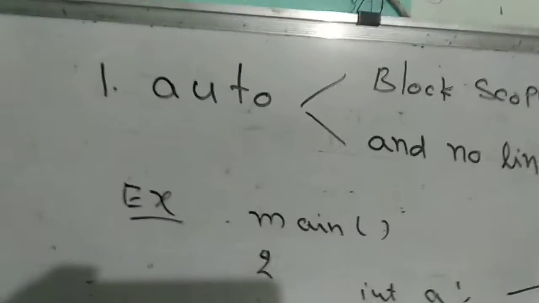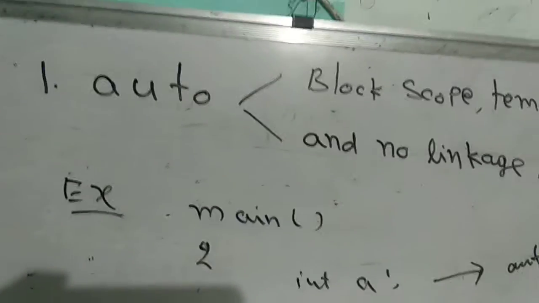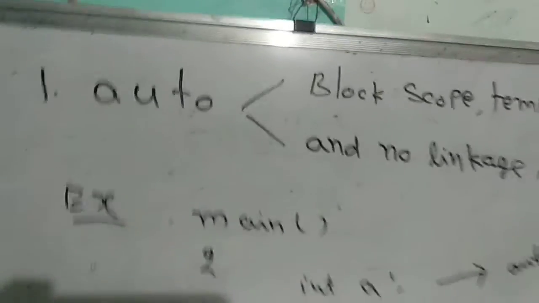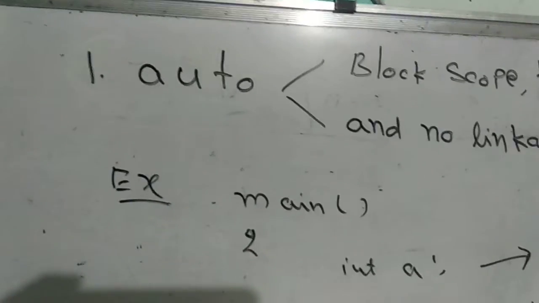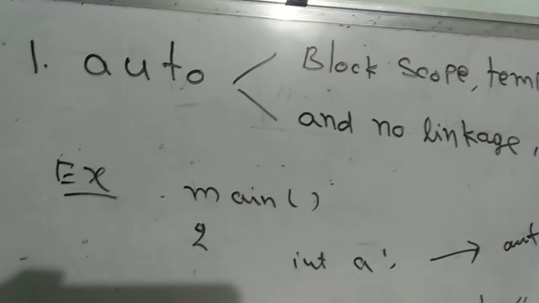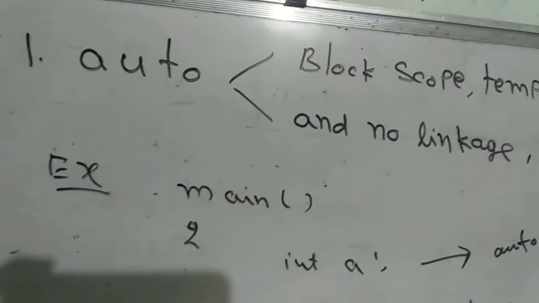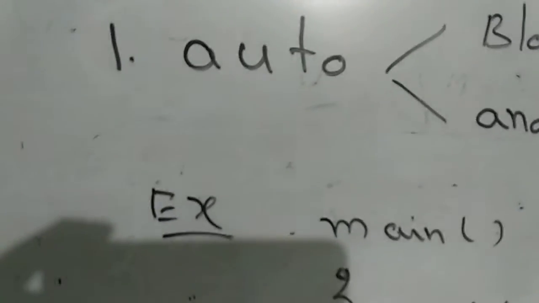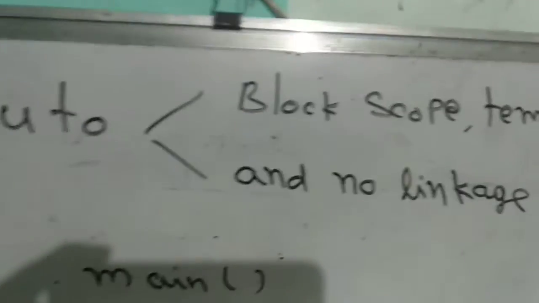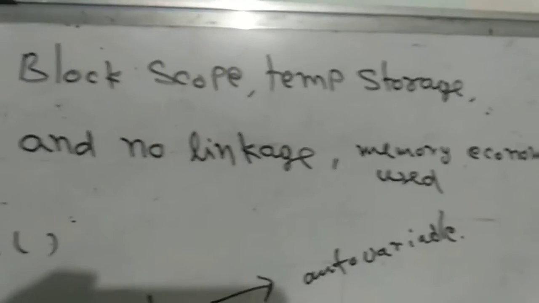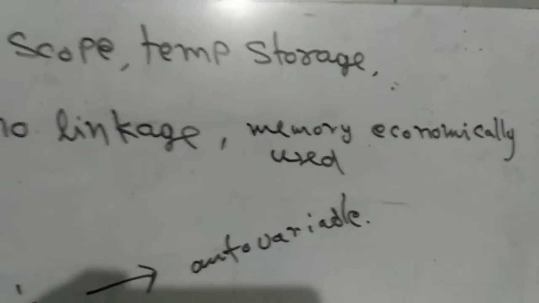Let us discuss the auto storage class first. In the auto storage class, variables are by default declared as local variables. Local variables are called auto storage class. Generally we call them auto local variables; there is no difference between local variables and auto variables. Auto local variables have block scope, temporary storage, no linkage, and memory is used economically.